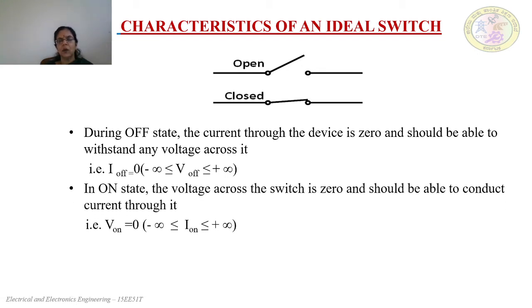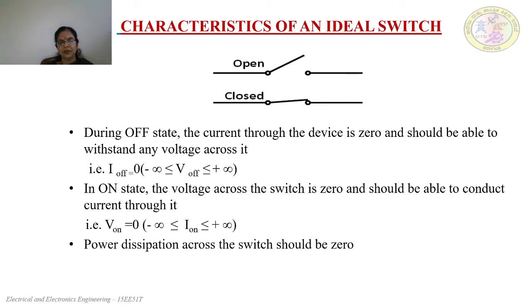In the on state, voltage across the switch is 0 and it should be able to conduct current through it. That is, V on is 0 and current in the on state lies between minus infinity to plus infinity. That is, it carries current in both the directions.